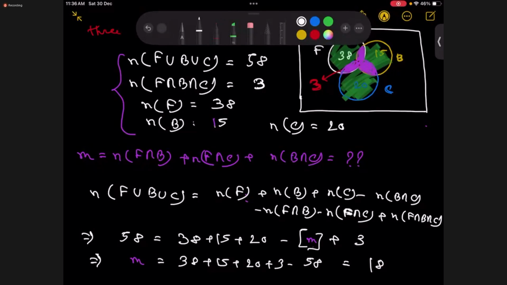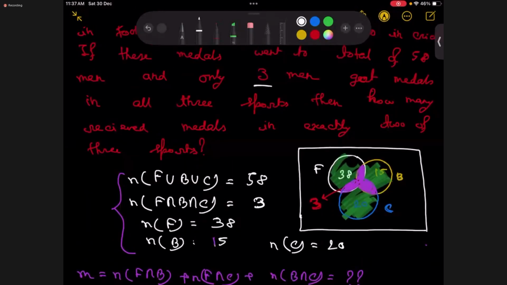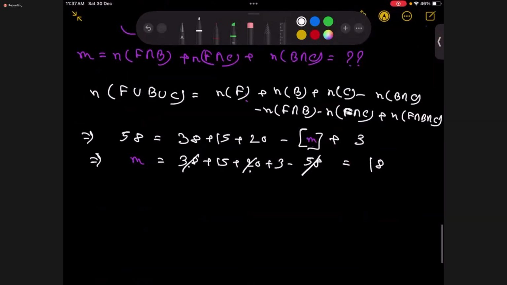Why 18? Because clearly see, 38 plus 20 minus 58, so this term will cancel. So we are left with 15 plus 3, which equals 18. So thus we have found exactly how many people got exactly 2 sports, I mean 2 medals. The number is 18.